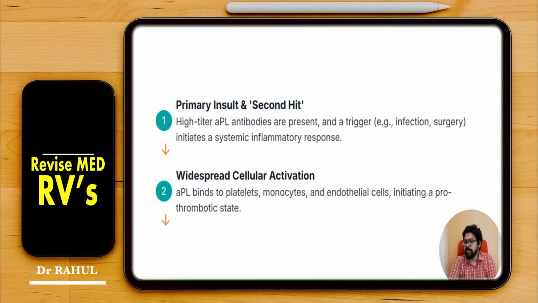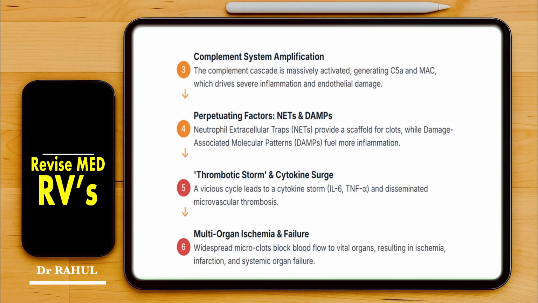Once these events have occurred, it will lead to widespread cellular activation, that is APL will bind to platelet, monocyte and endothelial cells and initiate a prothrombotic activation. Once the cellular activation occurs, it will be amplified by the complement system. This complement system amplification is one of the key features in CAPS, which is not seen in the case of APS.